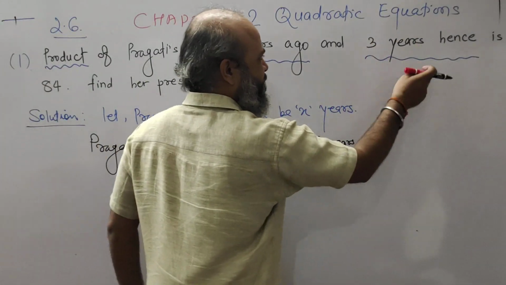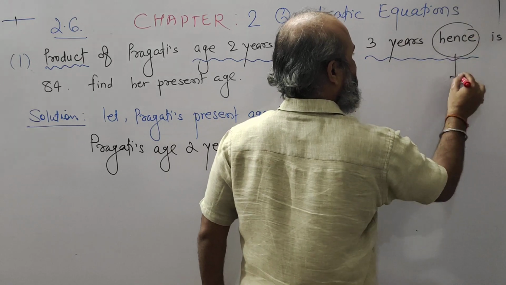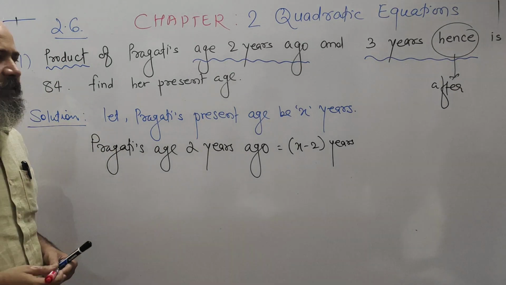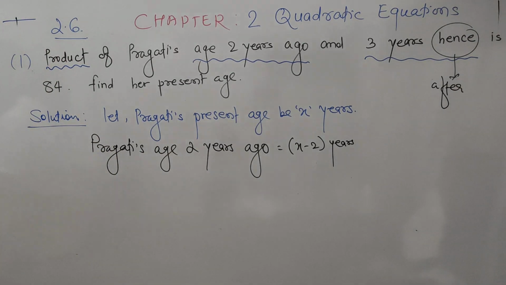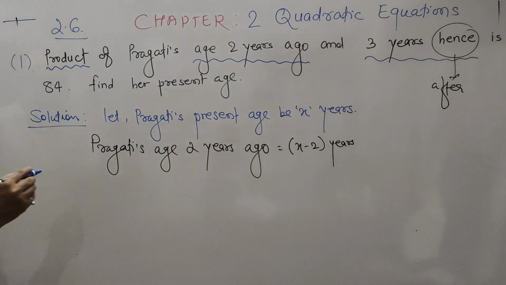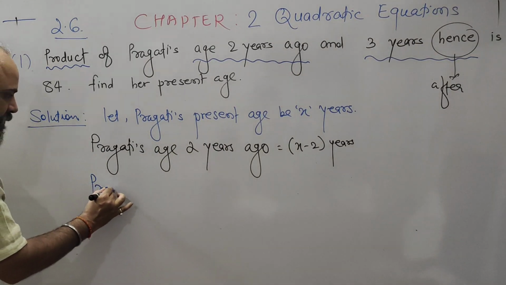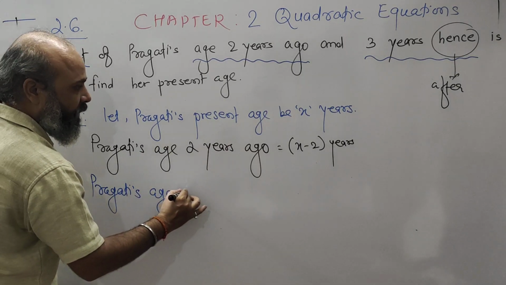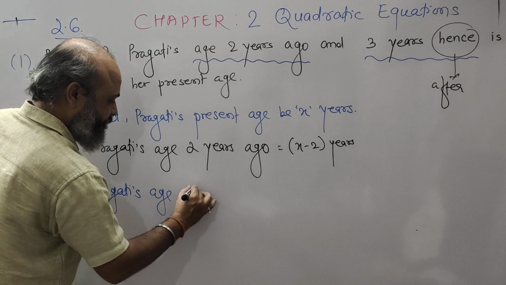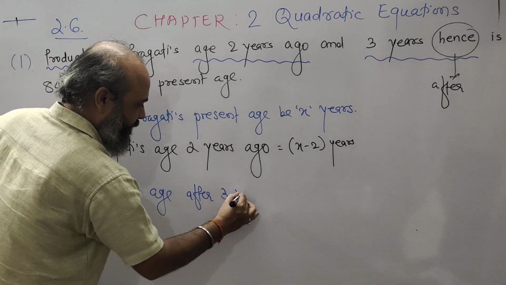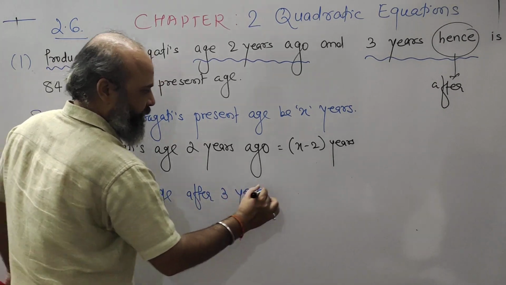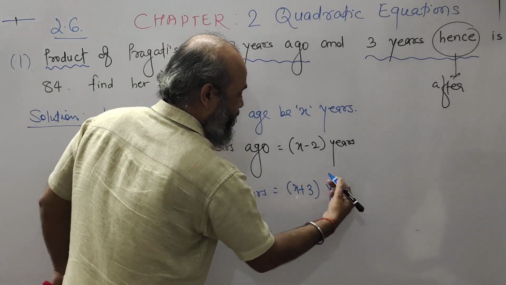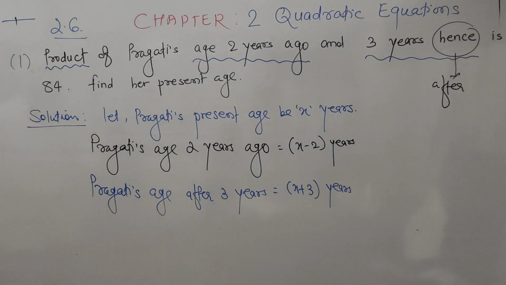And 3 years hence. Hence means, student, after. What do you mean by hence? After. So after 3 years, Pragati's age will be what, student? x plus 3 years. So we'll write Pragati's age after 3 years is equal to what, friend? x plus 3 years.